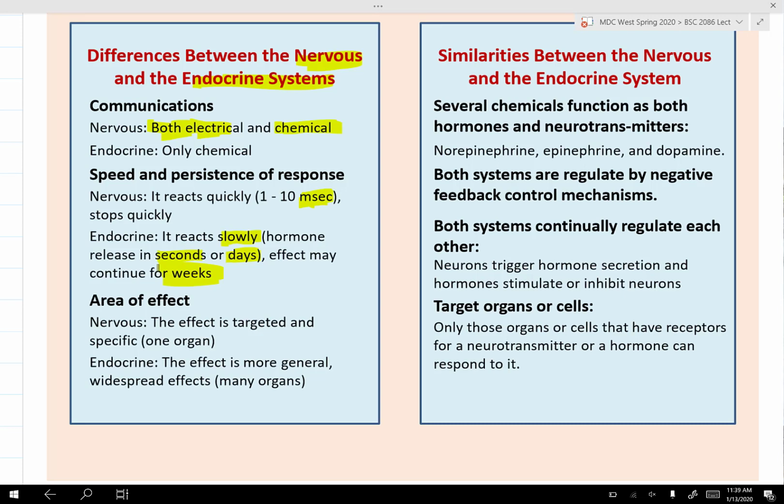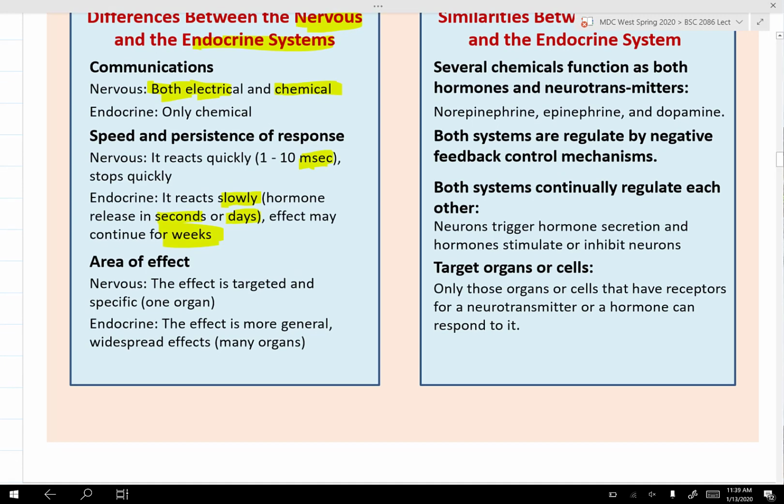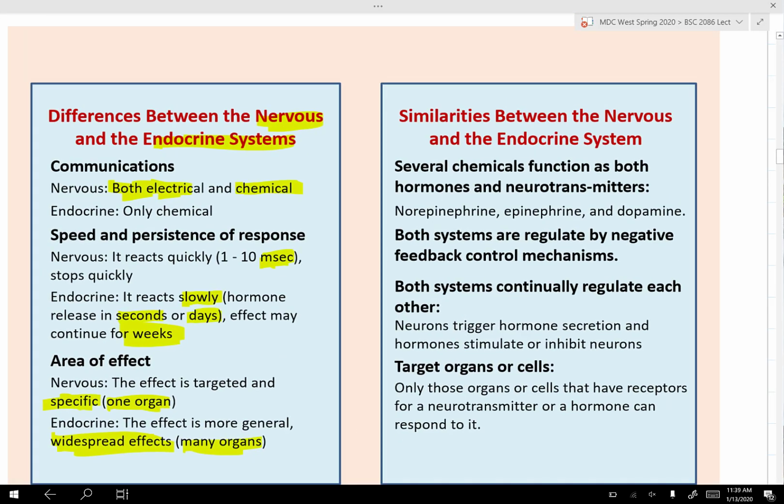Now, area of effect. Nervous is really specific because it binds to a specific cell or tissue, so it's one organ, so it's specific. The endocrine, on the other hand, we said you release it from the brain and it has to go through the whole body, correct? So if there's any tissue or cell that has that receptor, it can cause an effect on that tissue or cell. Everybody got it? So this one will be widespread through the whole body, so many organs. If you have any questions, please raise your hand. Don't be shy.